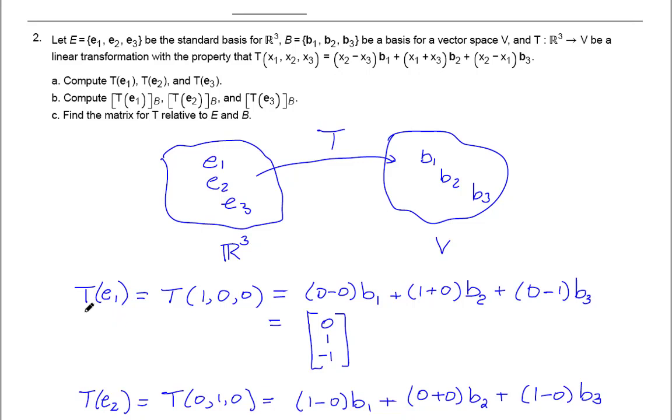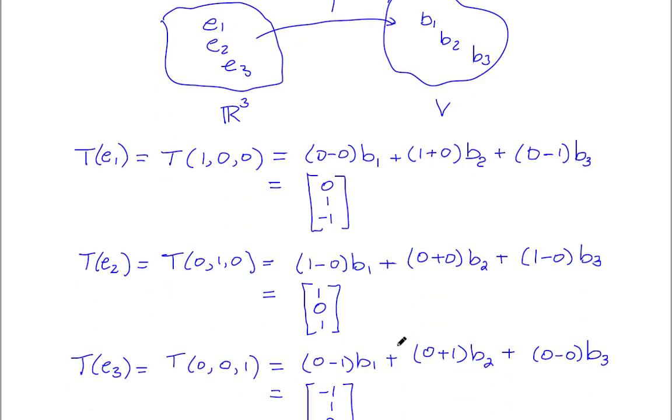Now, what does T do to e1? Well, e1 is 1, 0, 0. And so if you put that into our formula, you get 0 minus 0, 1 plus 0, and 0 minus 1, which tells me what T does to e1 relative to the new basis in V.